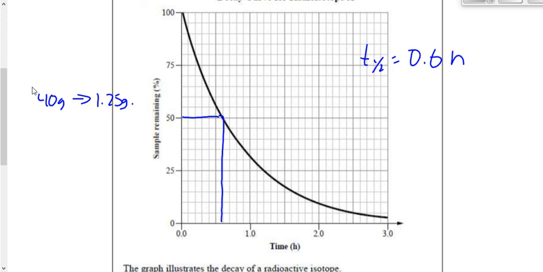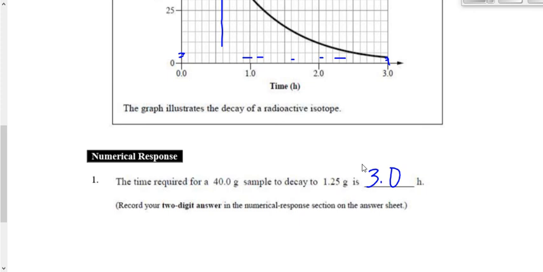Yeah? What'd you do? Well, it's 5 half-lives to get from 40 to 1.25, so 5 times 6 hours. Sorry, no, I'm doing that wrong here. The half-life is 0.6 hours. You end up getting 3.0 hours, and it's a 2-digit answer, so we would record it as 3.0.